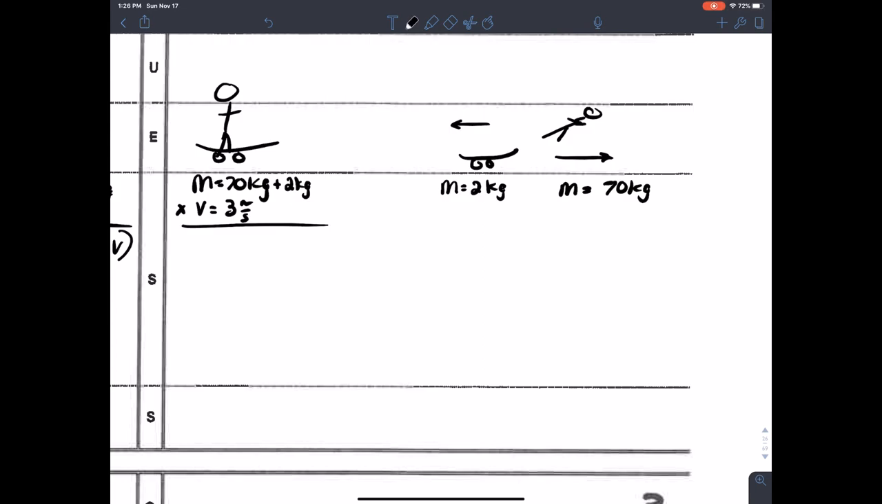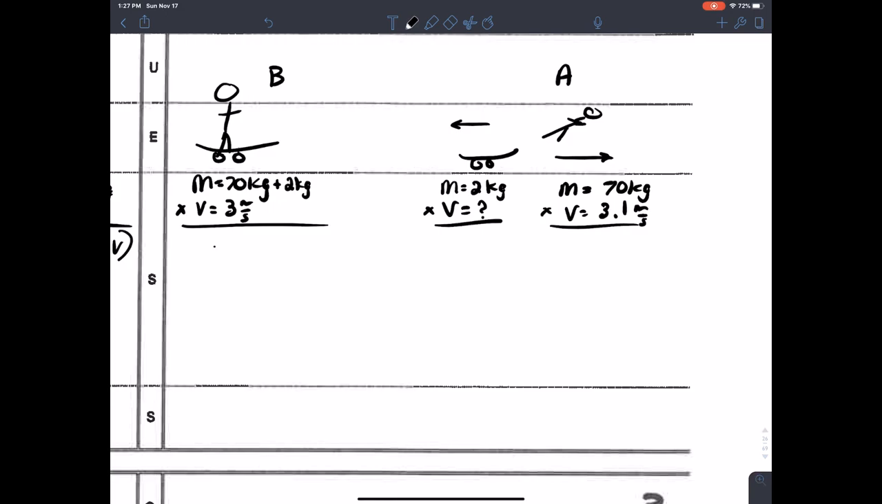It says if his velocity immediately after leaving the skateboard is 3.1 meters per second, what is the velocity of the skateboard afterwards? So the velocity of the skateboard is what we're trying to figure out. As always, this is the before, this is the after. What we have to do is figure out what our total momentum is before the collision and what our total momentum is after the collision. So you have your 72 times the 3.